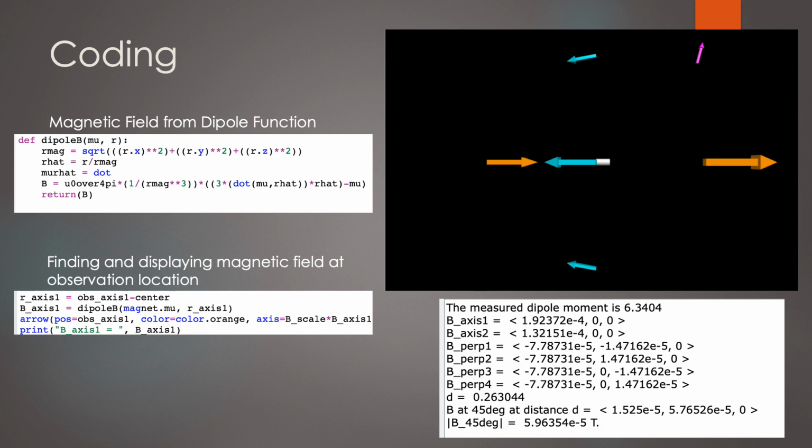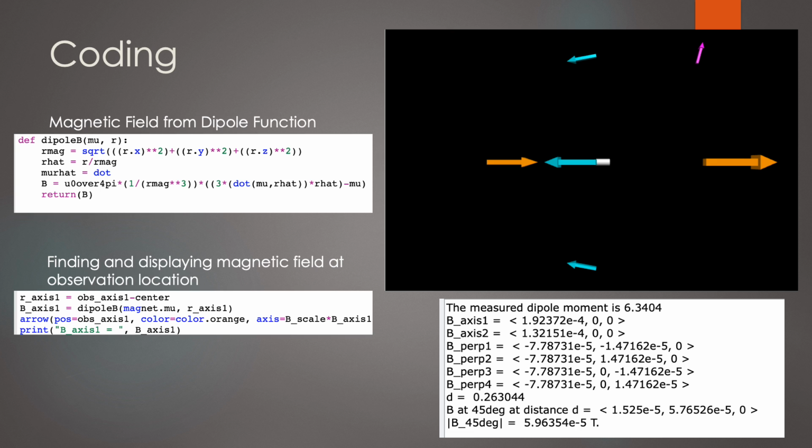For the coding, I started by establishing the dipole moment that I found during the experiment. I then wrote a function that would calculate the magnetic field at a location due to the dipole magnet. I wrote code that would calculate the magnetic field at 6 different locations, 2 on-axis and 4 perpendicular. The picture here shows how I found the field at observation location 1, and I did the same for the other 5 locations. I then wrote code that would find the magnetic field at a location 45 degrees from the magnet and a distance d away from the magnet, d being the distance I measured in the experiment.